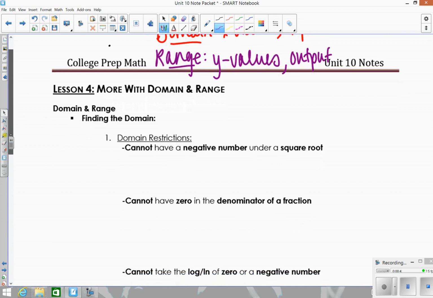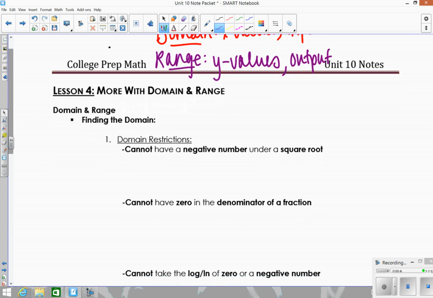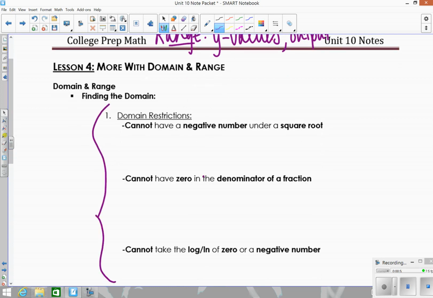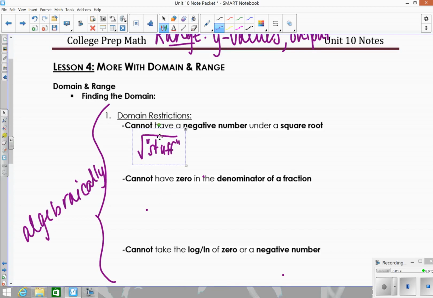So when we're looking at domain, we can also find domain algebraically. When we look at finding domain algebraically, we have to consider a couple different things. The only time that you would have a function where the domain isn't all real numbers is if they give you some kind of function that has a square root, because you can't take the square root of a negative number. So whatever the stuff is underneath the square root, that stuff can't be negative. So you would set it greater than or equal to 0 so that you're only making it positive.